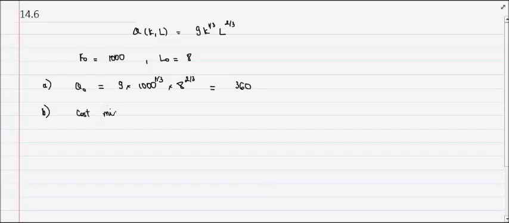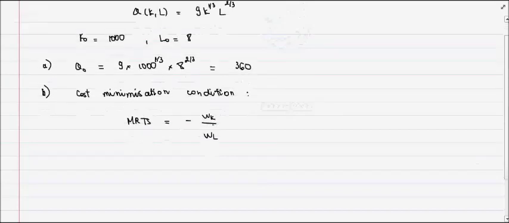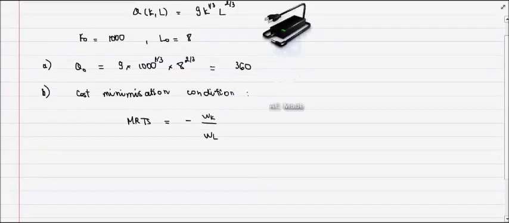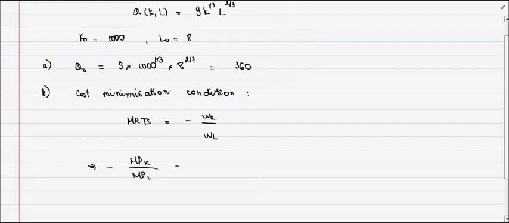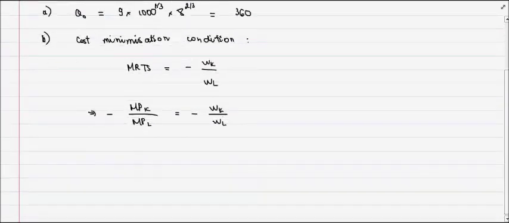So the cost minimization condition is where the marginal rate of technical substitution equals the negative of the input price ratio, which is WK on WL. Okay, now just like I have always been mentioning, if you put K first and L second, then for the marginal rate of technical substitution, it has to be the negative of the marginal product of capital first divided by the marginal product of labor. And so therefore to find the input price ratio WK on WL, we will just have to find out the marginal product of capital and labor.